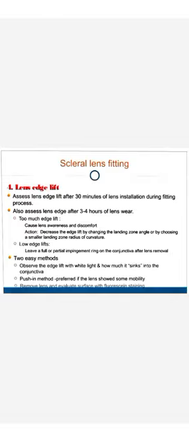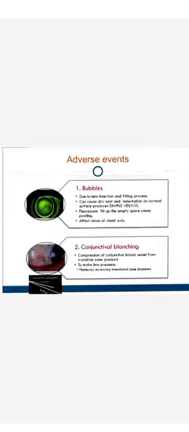Push-in method: perform if the lens shows some mobility. Remove the lenses and evaluate the surface with fluorescein staining. Adverse effect: bubbles. Lens insertion during the fitting procedure can cause a dry spot on the corneal surface or produce bubbles. Fluorescein fills up the empty spaces, causing pooling at or near the visual axis.